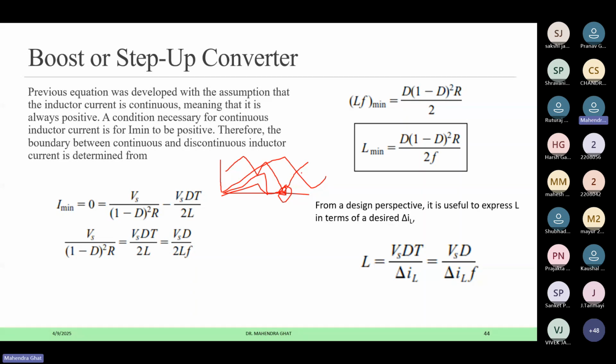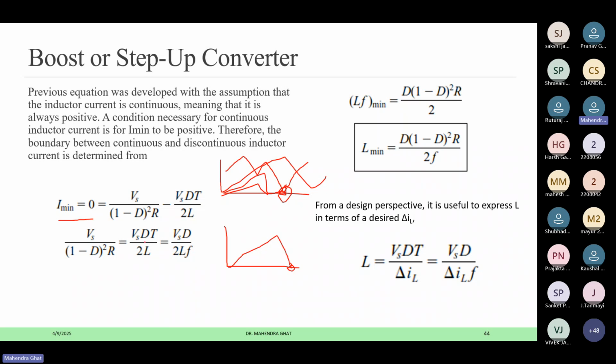So how will you get it? Here you can see the waveform again. If I draw it for the L minimum, it means your I minimum value is reaching 0. So if I equate the I minimum value to 0, we can say Vs over 1 minus D square R, minus Vs dt by 2L, equals 0.